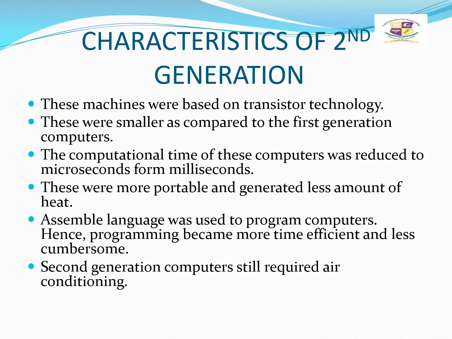Characteristics of second generation. These machines were based on transistor technology. These were smaller when compared to the first generation computers. The computational time is reduced to microseconds from milliseconds. They were portable and generated less amount of heat. The language used was assembly language. So the programming became more efficient and less cumbersome. The second generation computer still required air conditioning.